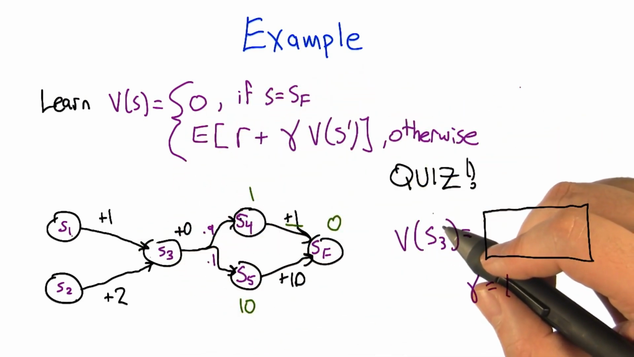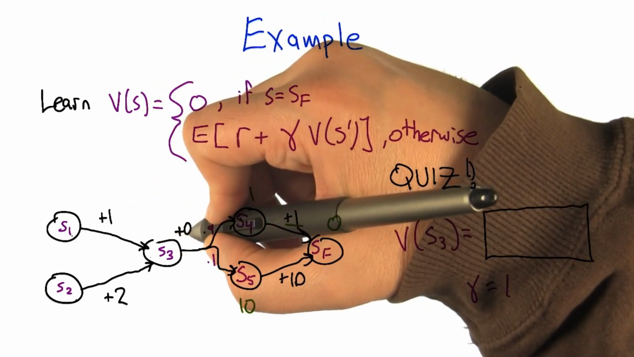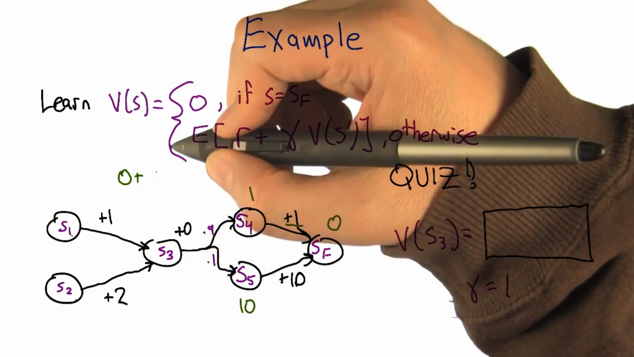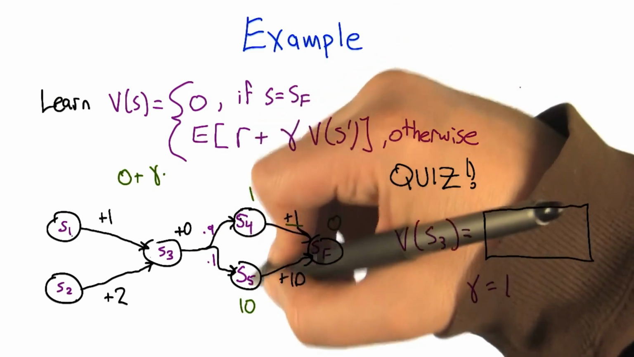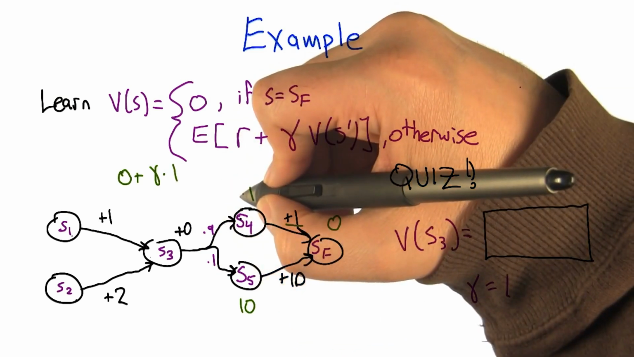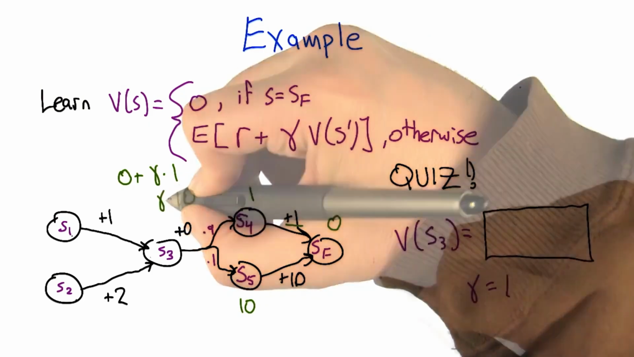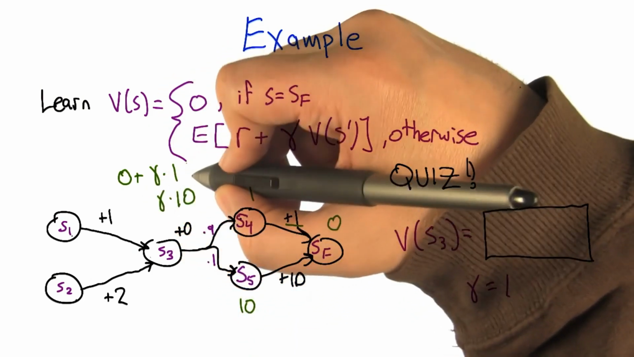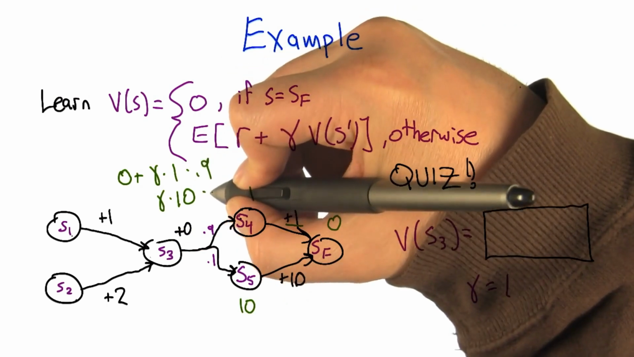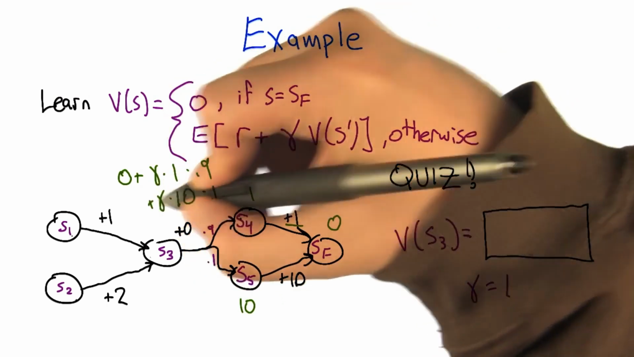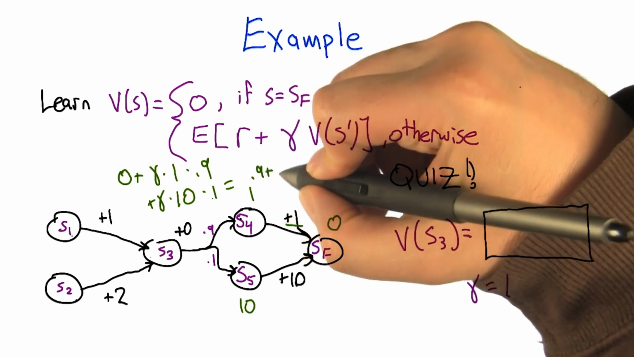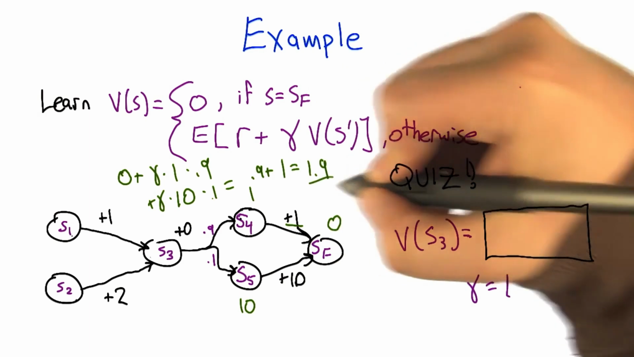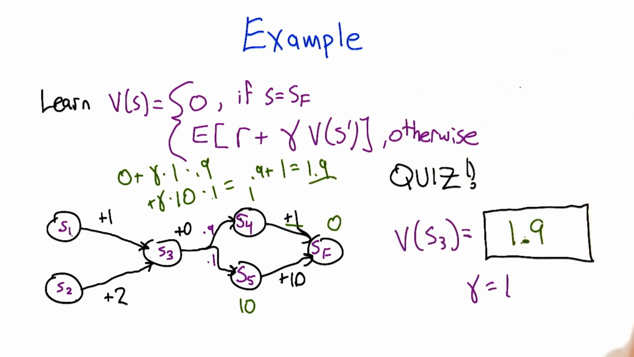All right, so let's do S3 then. So S3 would be the reward that I get, which is 0, plus gamma times the value of the state that I end up in. Well, if I end up in state 4, that would be 1. But sometimes I'll end up in state 5, and that would be 10. So 90% of the time I end up in 1, 10% of the time I end up in 10. So I multiply the first one by 0.9 and the second one by 0.1, and then I add them up. And that number is 0.9 plus 1. Is that right? Which is 1.9. And that was easy because gamma was 1.